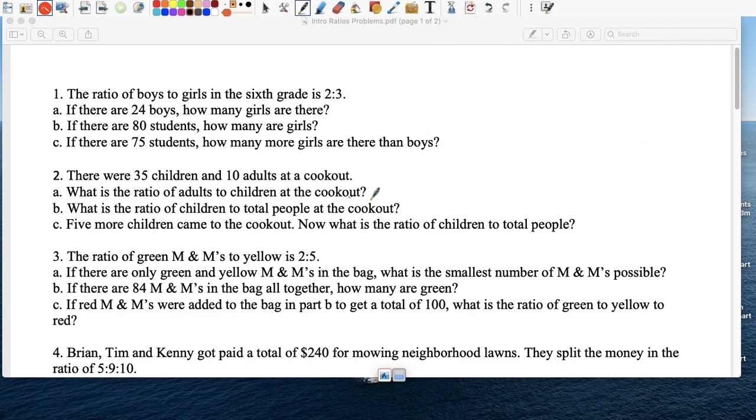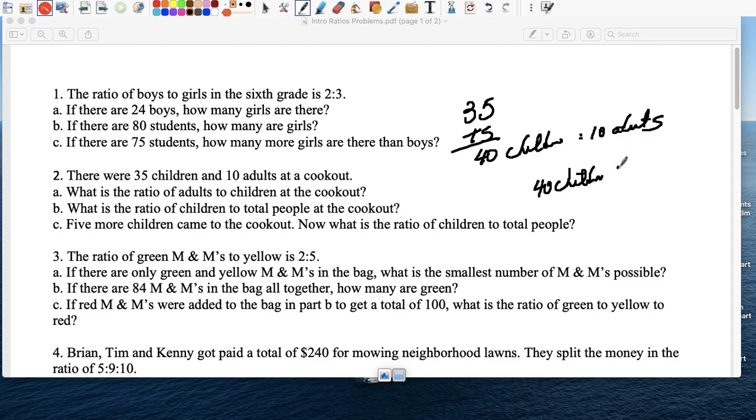Okay, so 5 more children come to the cookout, which means we go 35 plus 5. We now have 40 children. And the adults is still 10, right? And it says, what is the ratio of children to total people? Well, 40 children, and the total is now 50. And we can just write 4 to 5 ratio. Okay.